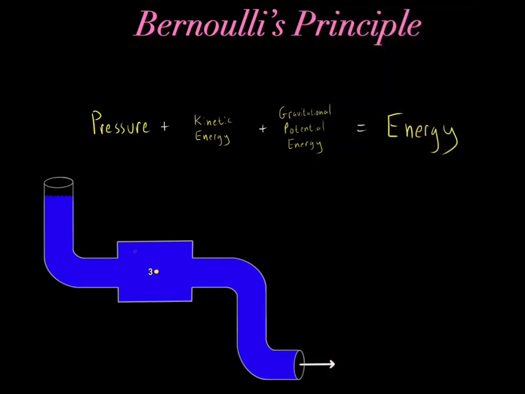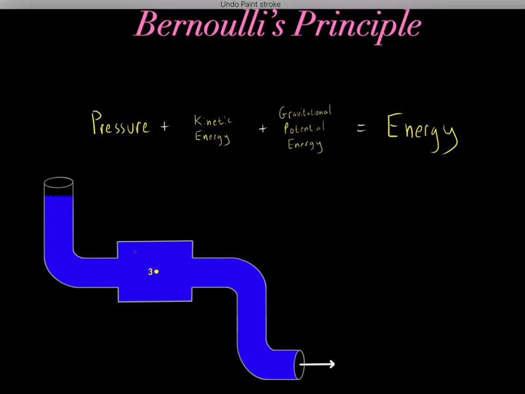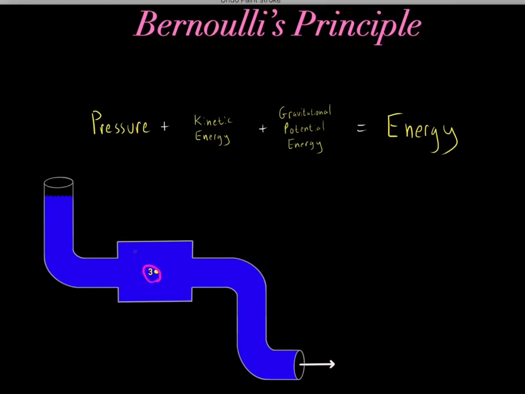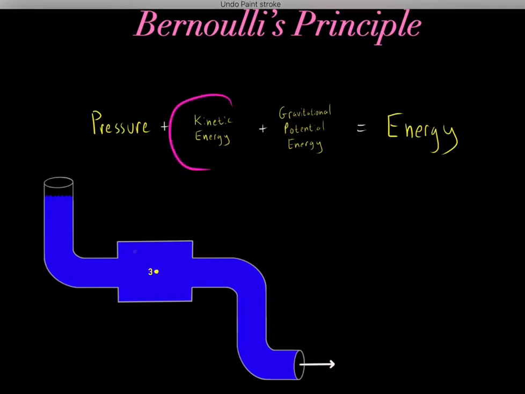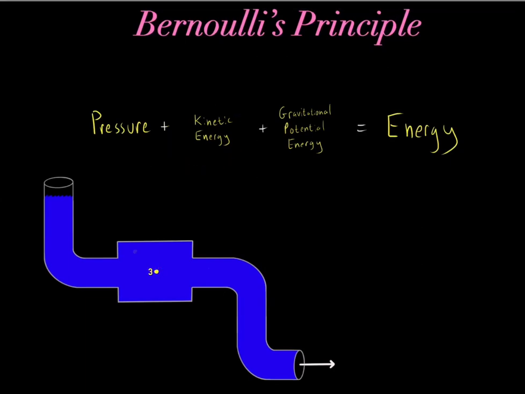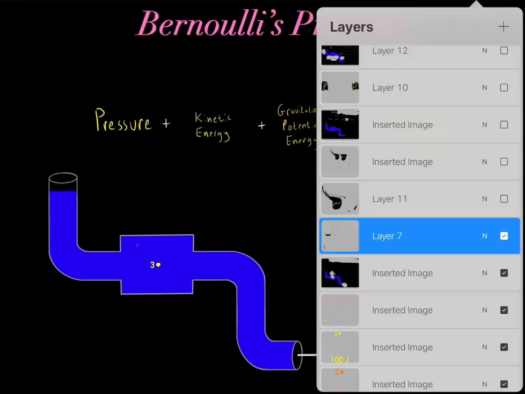Well, there are three forms of energy that make up the total energy at this particular point. There's the energy due to pressure, the pressure applied to this point. There's the kinetic energy of the water molecules moving with a certain velocity. And there's also the gravitational potential energy of these water molecules at this point.